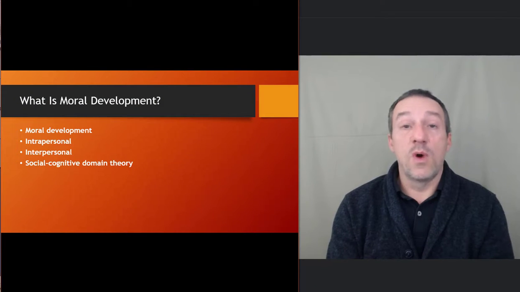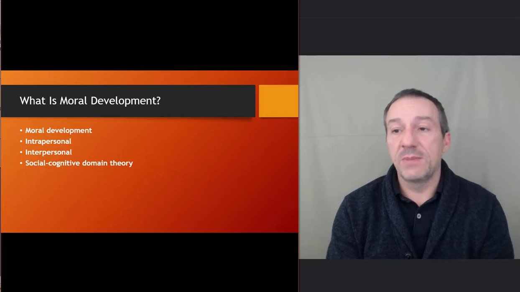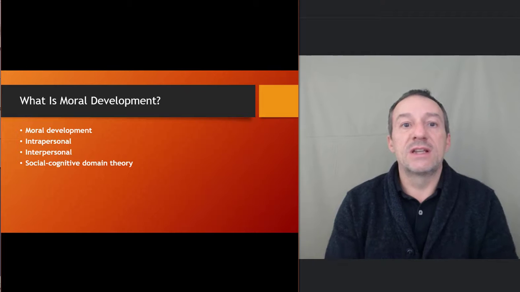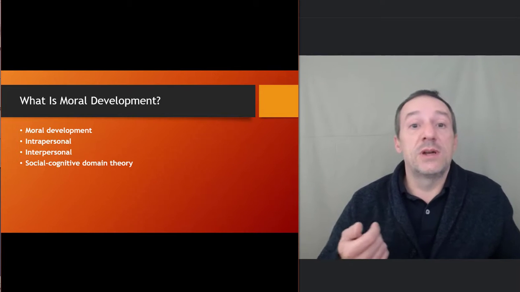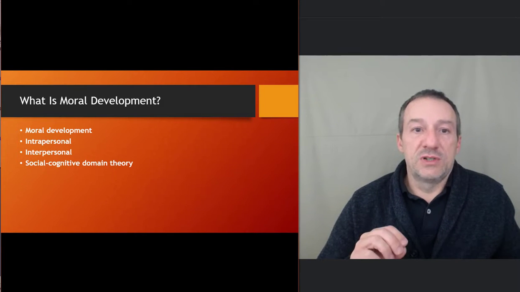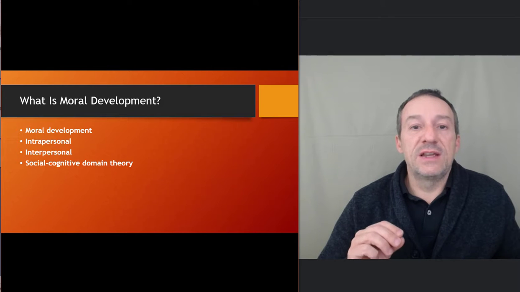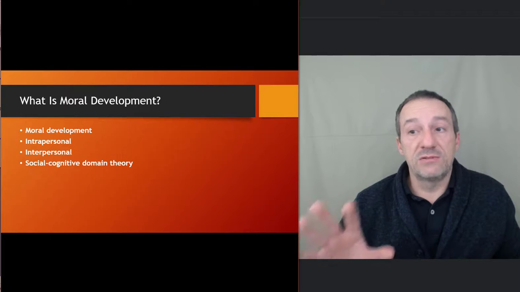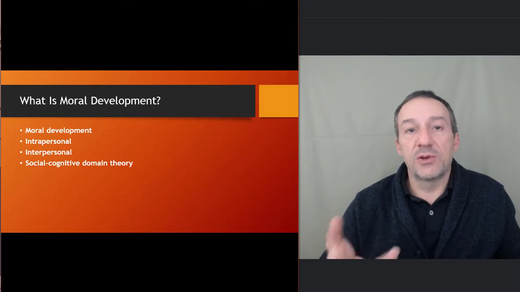So to start off, what is moral development? Moral development involves changes in thoughts, feelings, and behaviors regarding the standards of what is right and what is wrong. The intrapersonal dimension pertains to a person's activities when he or she is not engaged in social interaction, so when they're basically by themselves. And then the interpersonal dimension pertains to social interactions, including cooperation and conflict.